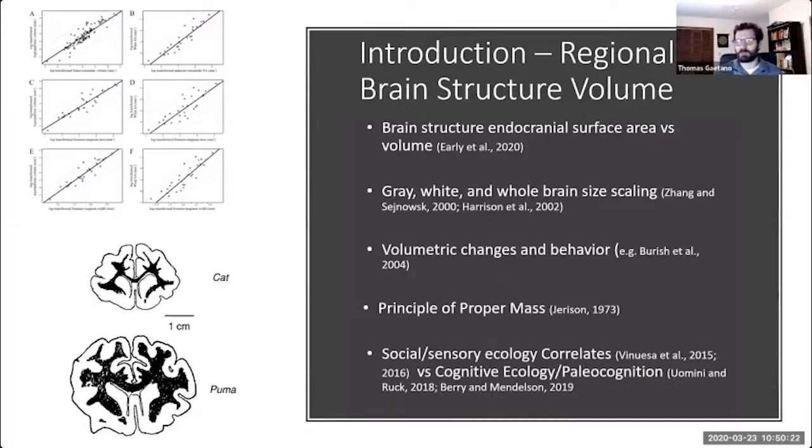And that's really important because what seems to be popping up is the volumetric changes between the different regions of the brains and their correlations to animal ecology and animal behavior. The principle of proper mass is a general tool used to deduce that the bigger a specific region of the brain is for any given animal, the greater the importance of that region's function is in the ecology of that animal.